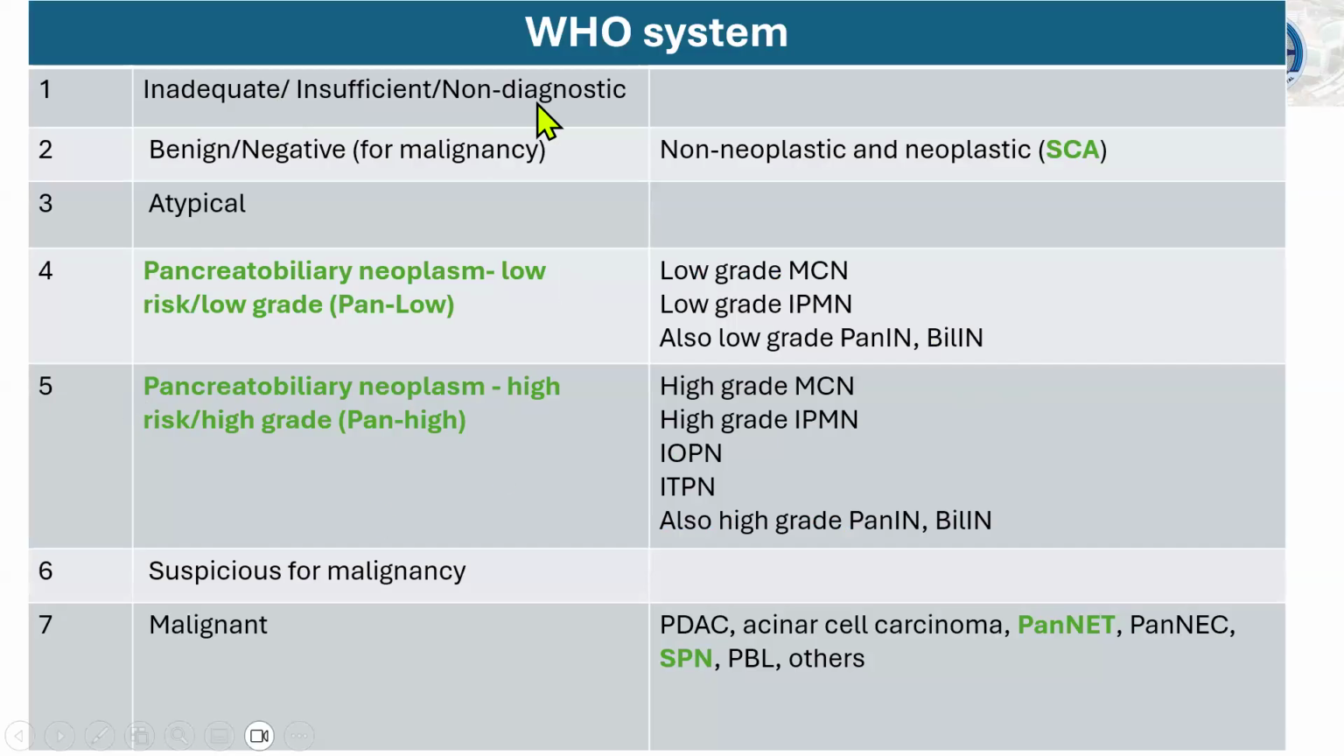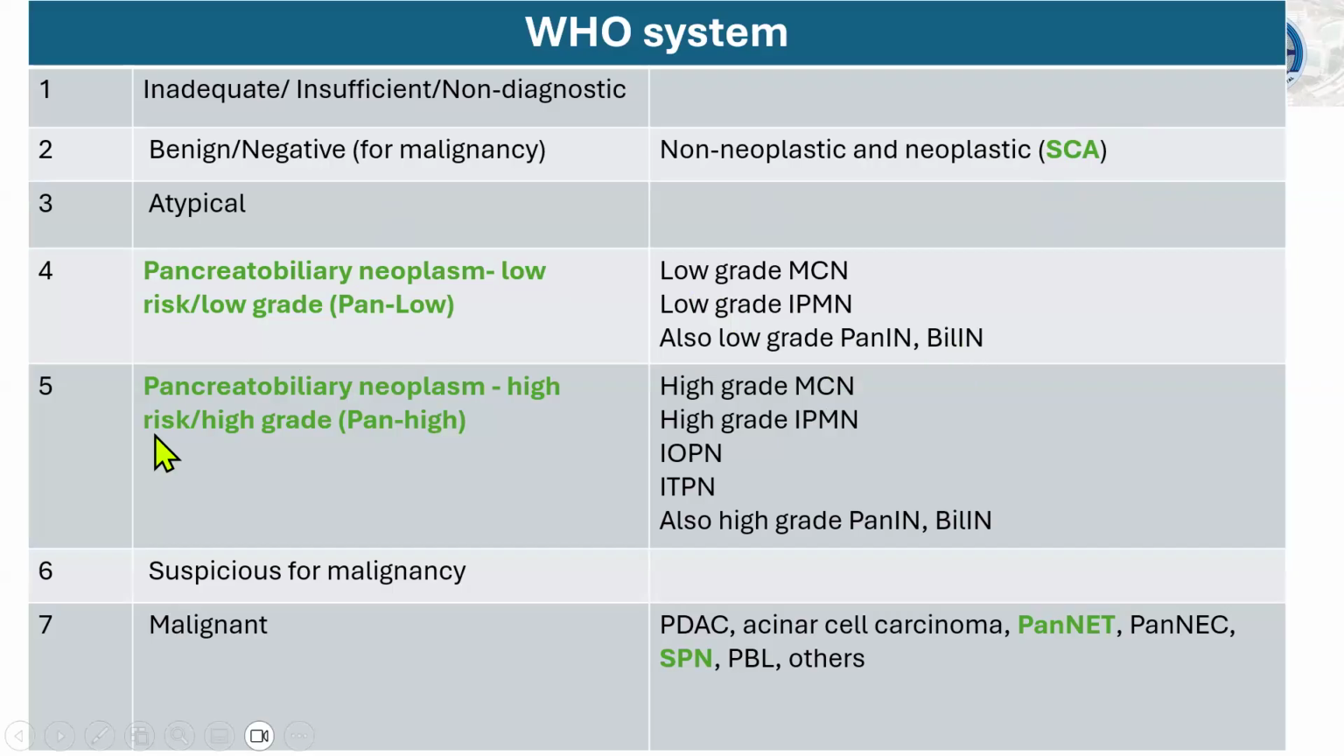So there is the inadequate, insufficient or non-diagnostic category, and benign or negative, where you see the serous cystadenoma is brought here. It was taken from the earlier classification and put here. Atypical, there is a pancreato-biliary neoplasm, low risk, low grade. From now onwards, I'll be saying pan low for this. And this includes low grade MCN, low grade IPMN, and low grade PanIN and BilIN.